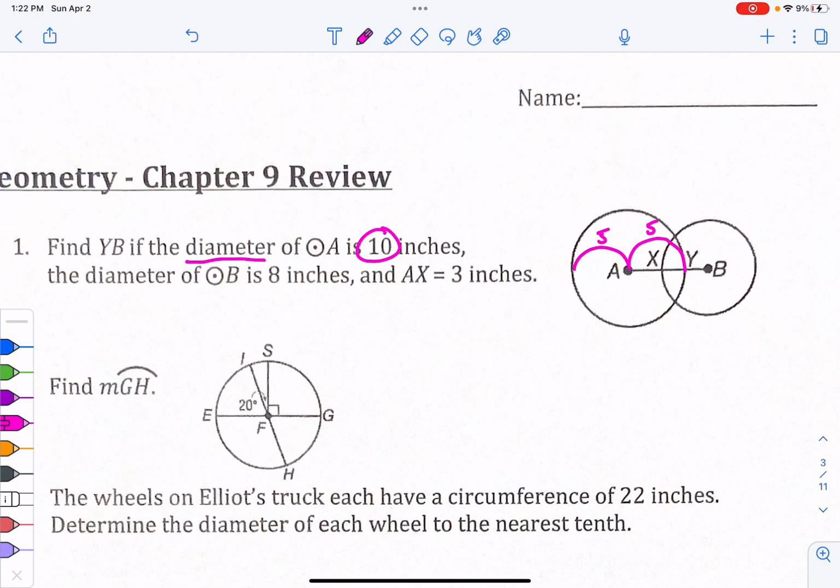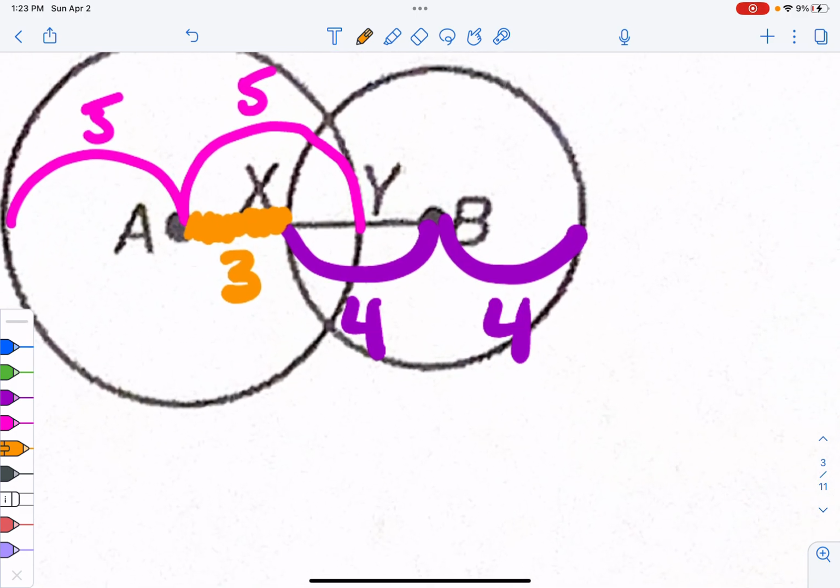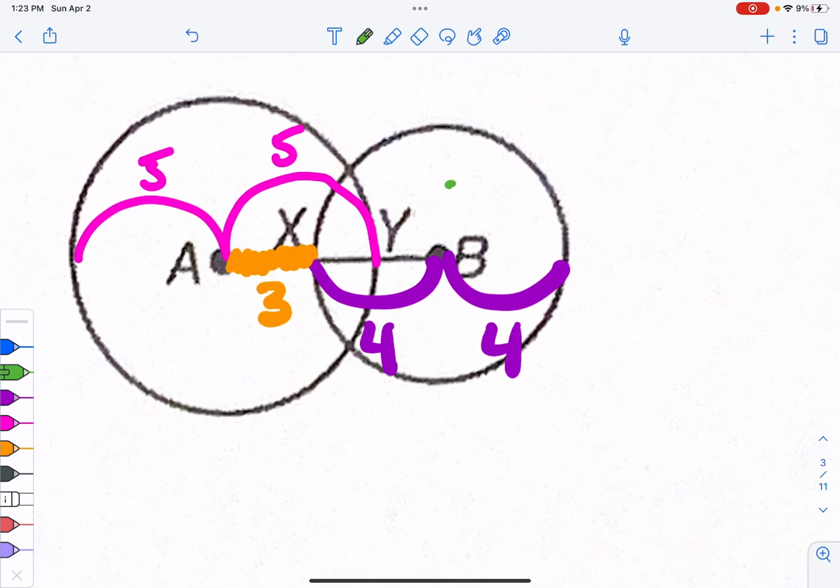okay? Then we have circle B is 8 inches, and that's the diameter again. So that means all the way across circle B from there to there would be 8. So from here to here is 4, and from here to here is 4. Okay, then they're going to give me one other piece of information, and it is that AX is 3. So from here to here, this little bit is 3, and they're wanting me to find YB. Okay, YB is this little bit right here.